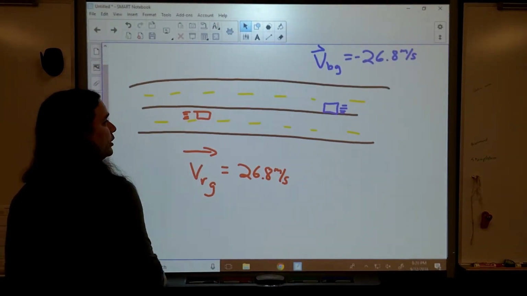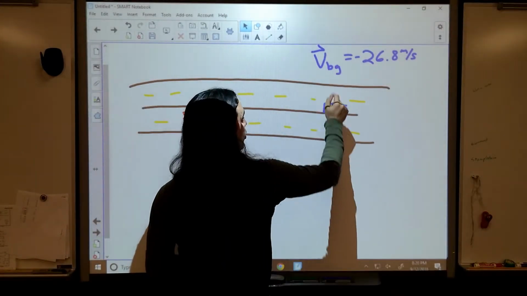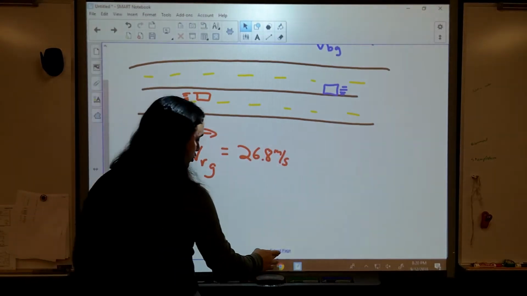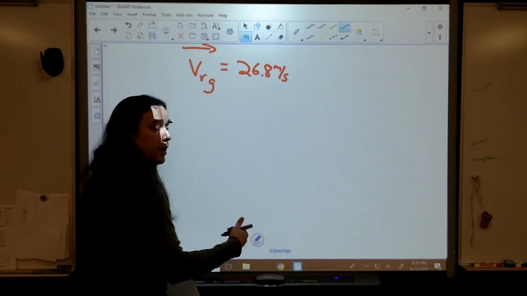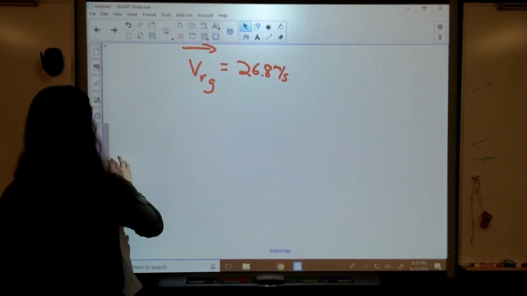So one of the things that we learned in vectors is we can actually reverse a vector. This is the blue car with respect to the ground. We could actually switch this to be the ground with respect to the blue car. It all depends on what you want to set up from your frame of reference. Now, why I say that is this.